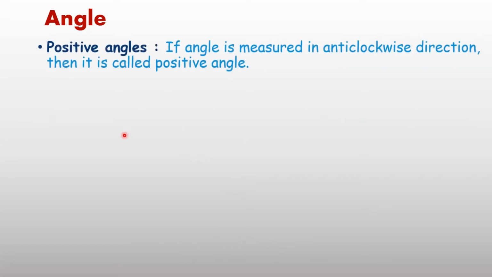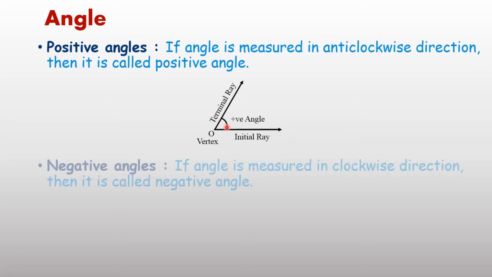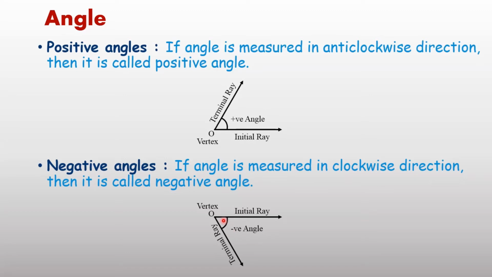Now, positive angles and negative angles. If an angle is measured in the anti-clockwise direction, from the initial ray to the terminal ray, then this angle is known as a positive angle. And second, if it is measured in the clockwise direction, then it is known as a negative angle.